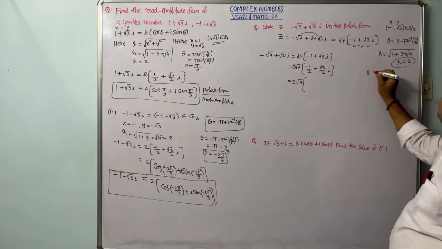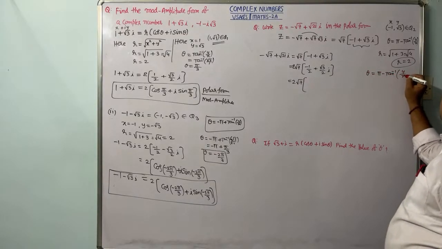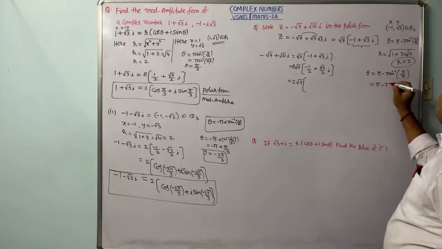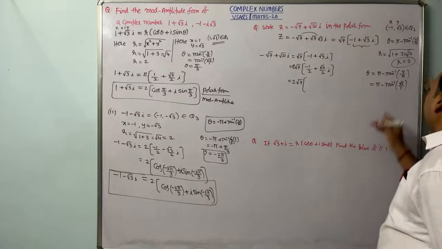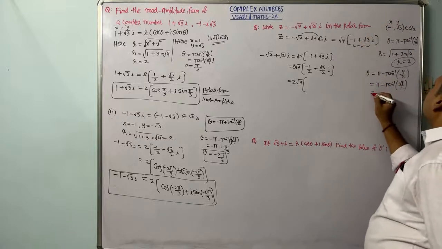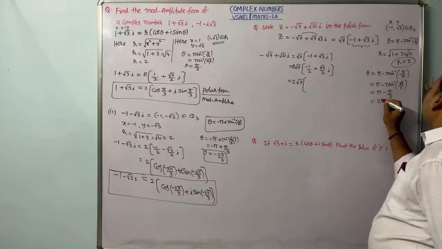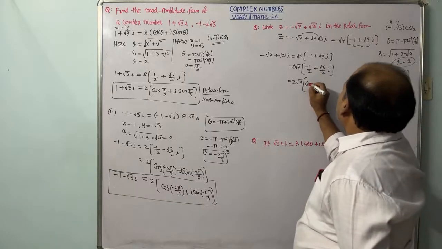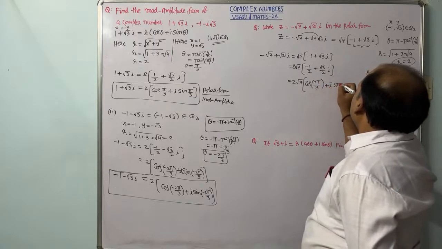How to calculate theta value? Theta is equal to pi minus tan inverse of y by x. So which is equal to pi minus tan inverse of root 3 by x value 1. Irrespective of values, whenever you are writing pi minus, so pi minus pi by 3, so 2 pi by 3. So 2 pi by 3 is in the second quadrant. So cos 2 pi by 3 plus I sin 2 pi by 3.